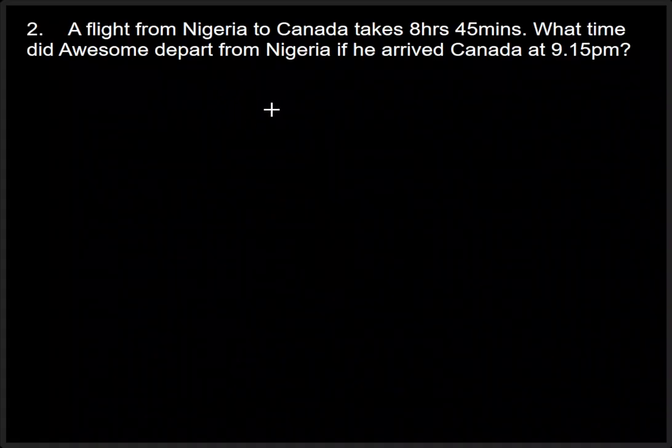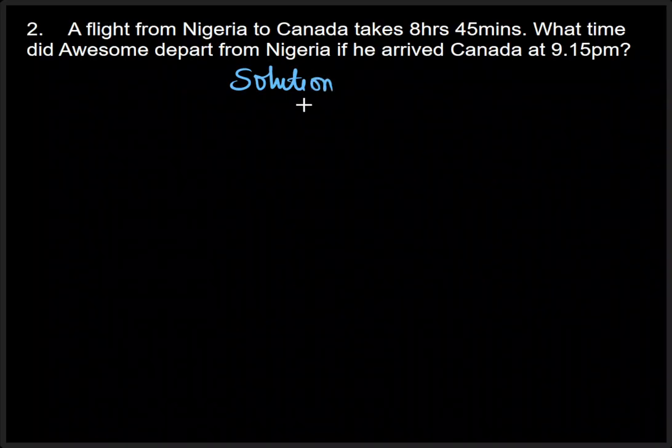A flight from Nigeria to Ghana to Canada takes 8 hours 45 minutes. That is our time spent. You can see it in hours and minutes. Now, what time did Awesome depart? That's the question now. What time did Awesome depart? That means we are asked for departure time, if we arrived in Canada at 9:15 p.m.